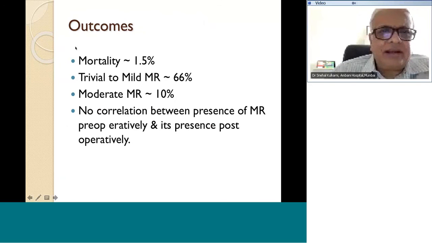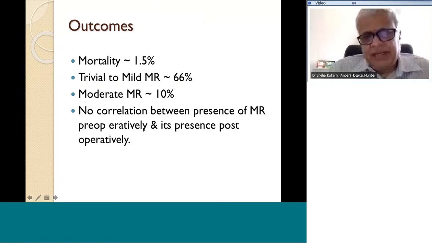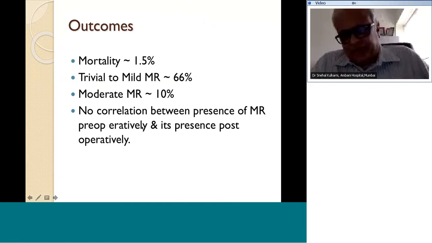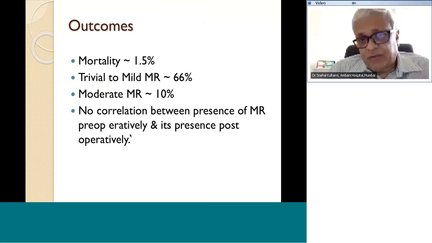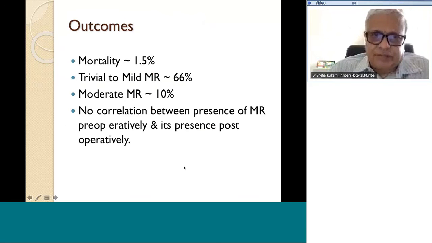Outcomes of AV canals, I think in the current era, it's about 1.5% mortality, and most of them have either a trivial to mild MR, about 2/3 of them. A minority of them have moderate MR, depending on the repair and also the anatomy, which is important, and the fact that the child may be non-Downs, because their tissues are not that attractive for a good repair.